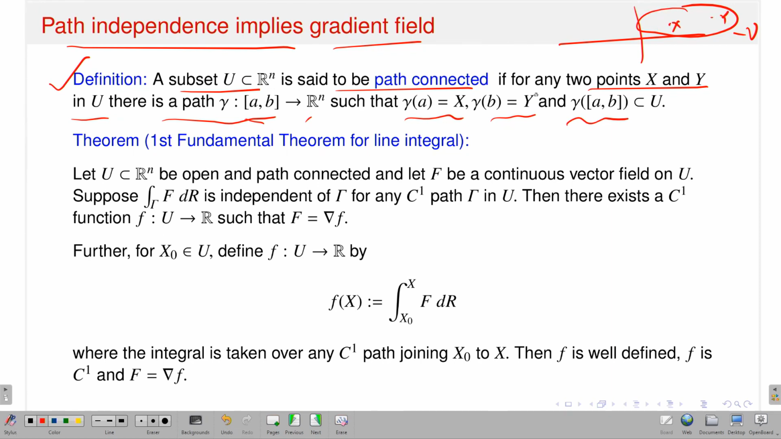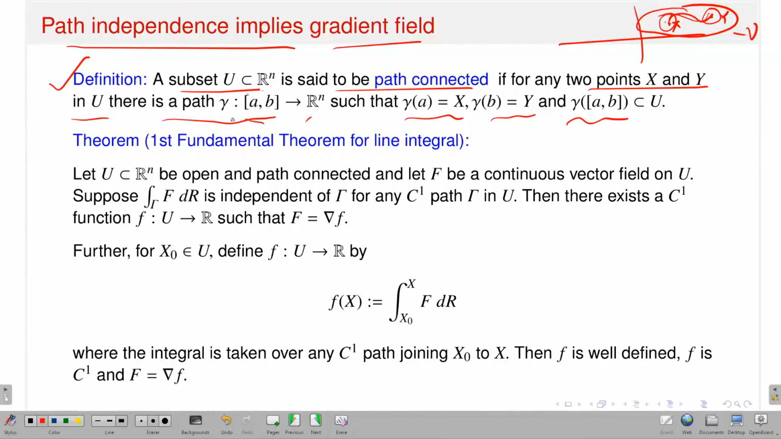That means for any 2 points x and y there is a path. If I take this path starting from there to there, the initial point is x, the final point is y, and the whole path is contained in U. If this is the case, then I am saying that the domain is path connected. So a subset U is said to be path connected if, for any 2 points x, y in U, there exists a path joining x to y, and that path lies entirely in U.